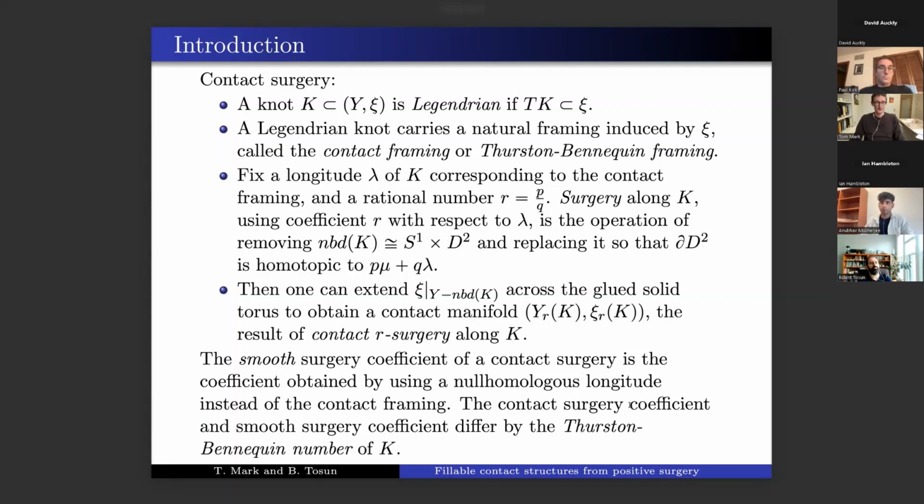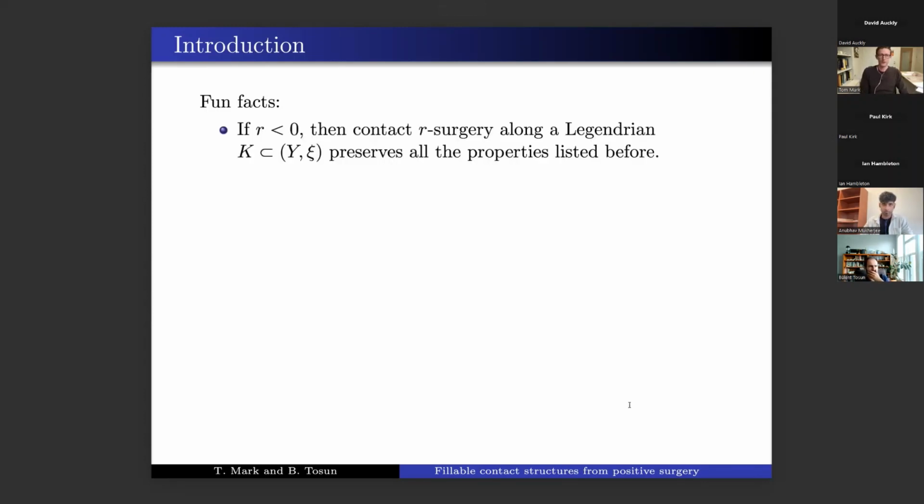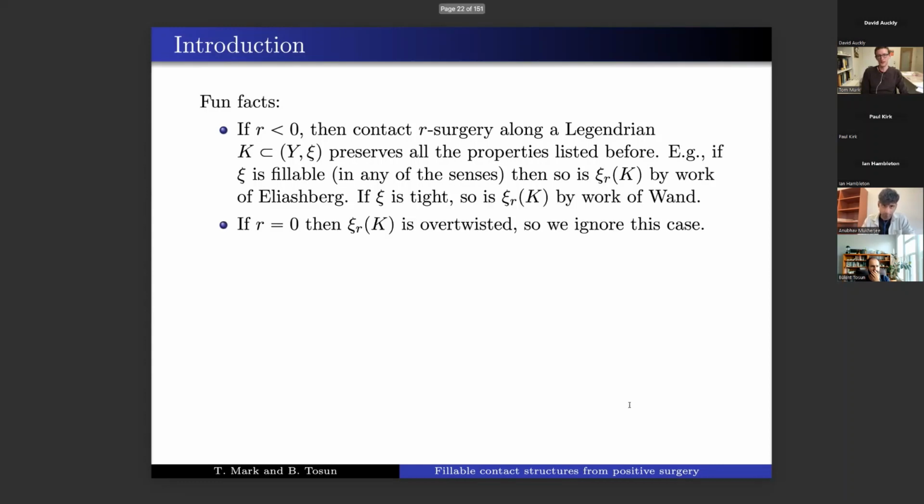Okay, so there we are. As a little bit of extra background, we were thinking about when surgery preserves these fillability properties. If you're doing negative contact surgery, then essentially all of those properties that I listed are preserved. If it's fillable in any way, then the result of surgery for a negative surgery coefficient is also fillable. It follows from work of Eliashberg. And surgery with a negative coefficient also preserves tightness, by a theorem of Andy Wand.